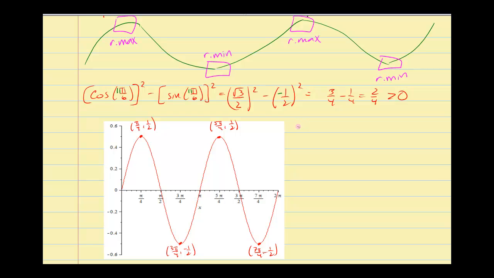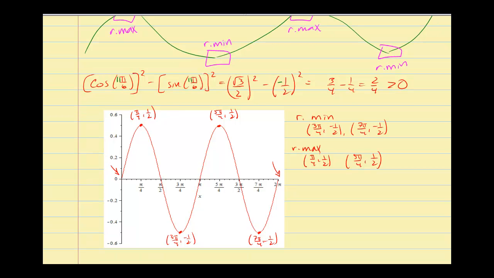Now, relative extrema. Let's go ahead and look at our relative mins first. I have a relative min at 3 pi over 4, negative 1/2. I have another relative min at 7 pi over 4, negative 1/2. I have a relative max at pi over 4, 1/2. And I have another relative max at 5 pi over 4, 1/2. Now notice these endpoints right here at 0 and 2 pi, they're not extrema at all. Okay, there's not a max or a min there, they're just endpoints.